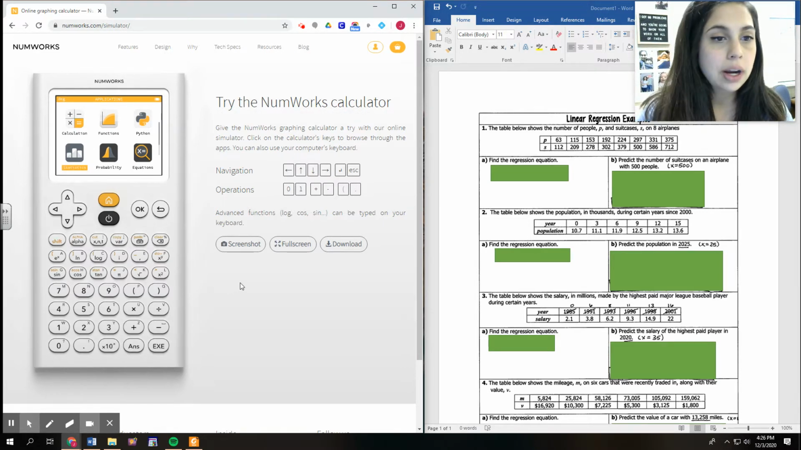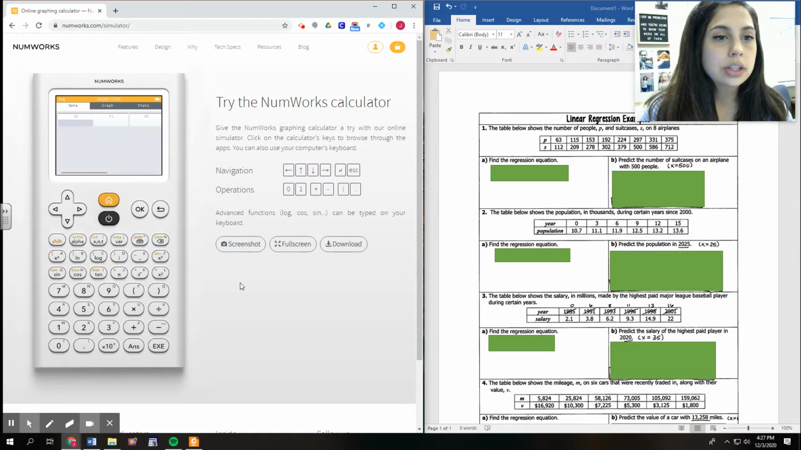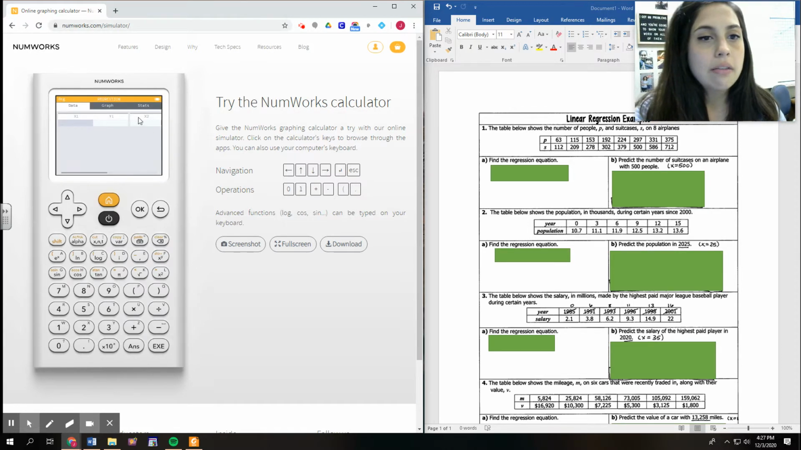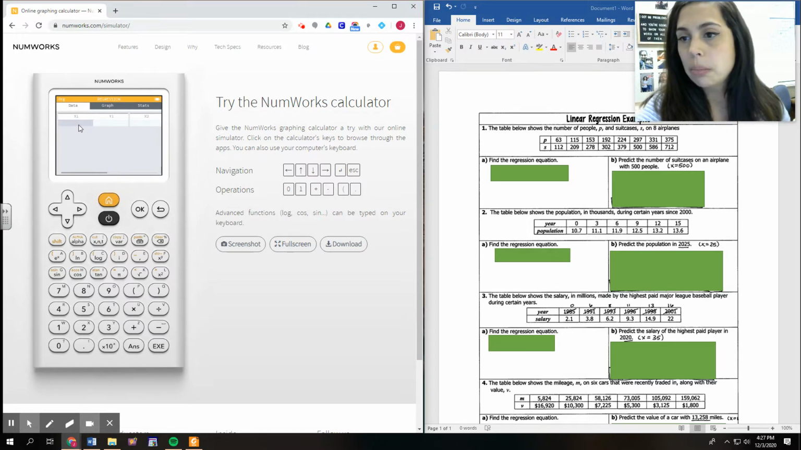I'm going to use my down arrow and go to this regression over here. So we're doing regression analysis. Hit enter, and now over here it says data, and we're going to be entering in x1 and y1. This is where we'll enter our points, and I have the notes pulled up over here.